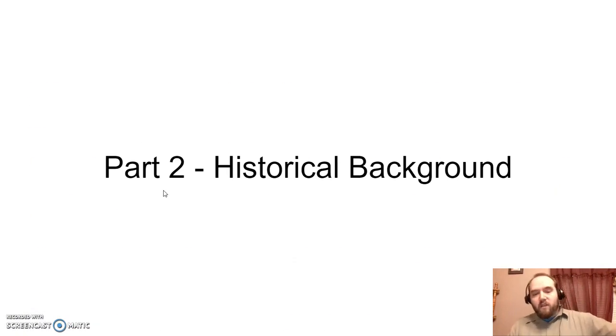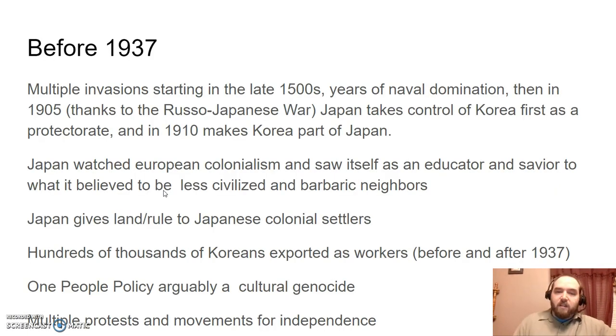Alright, so then historical background. Just some real basic stuff, to give you a reminder of things you probably already learned. Before 1937, there were multiple invasions of Korea. In the late 1500s, before that and after that, we've got just this massive naval domination, piracy, all sorts of things where Japan is dominating Korea.